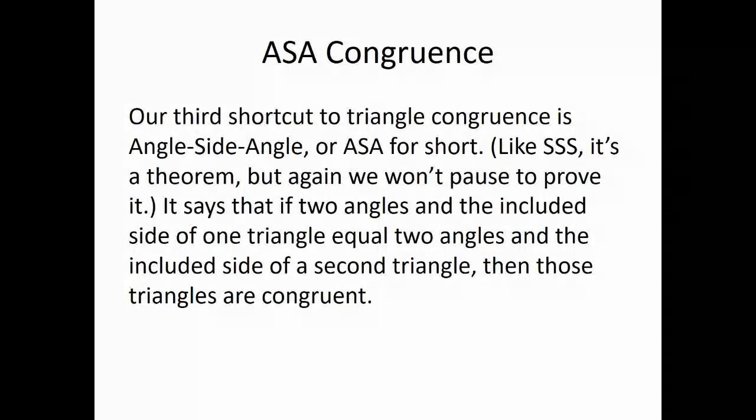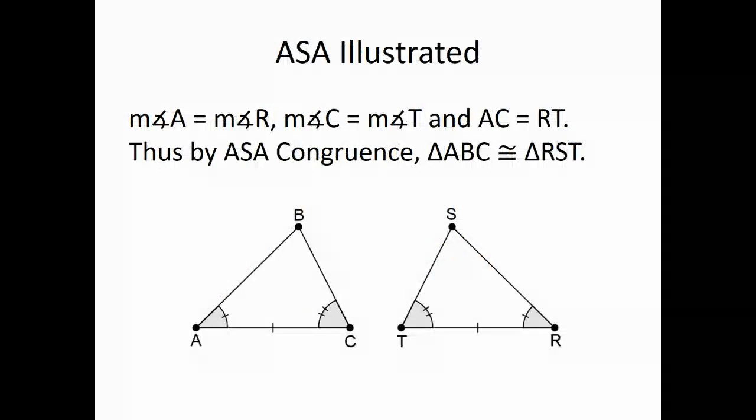The third one in this chapter is so-called ASA congruence, which I'm sure you could guess stands for angle side angle congruence. And it says this: if two angles and the included side, that is the side in between, of one triangle equal two angles and the included side of a second triangle, then those triangles are congruent. And here's a picture to illustrate this.